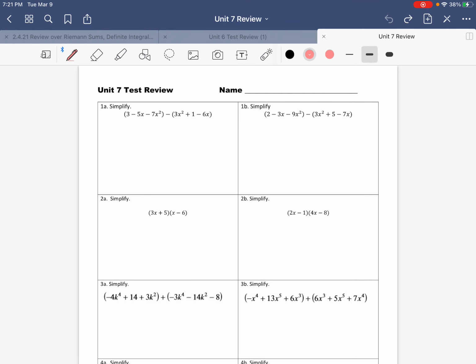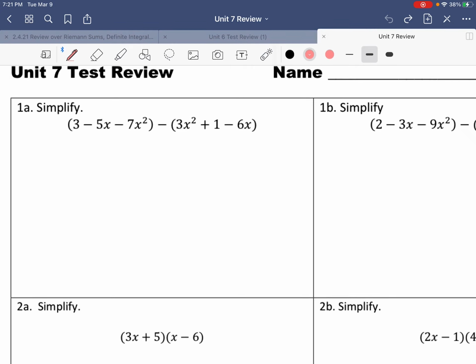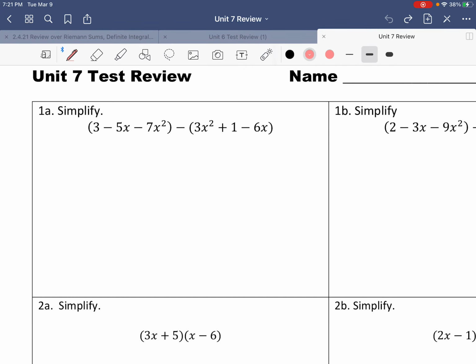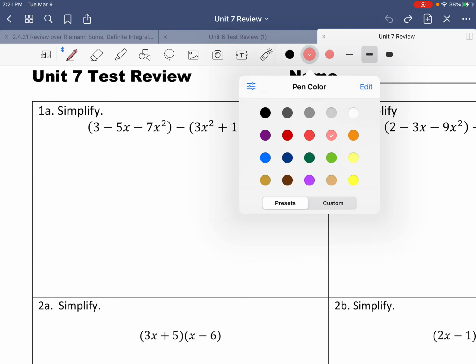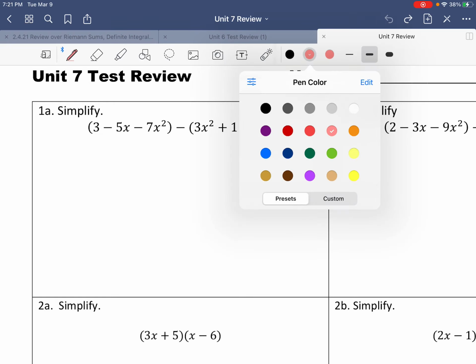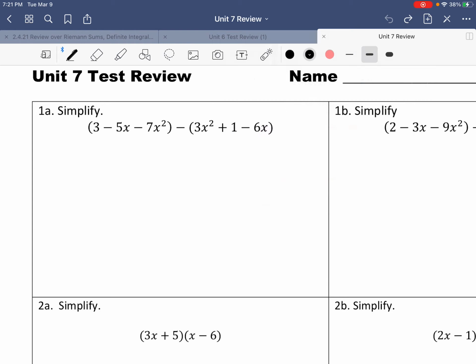Alright, this is going to be the Unit 7 test review, and we're going to start with 1A. So what we're going to be doing for the A's is adding or subtracting. So we're just going to be combining like terms. The first thing we need to do is notice that this is going to be subtracting, which means there's really a -1 right there that we're going to have to distribute.